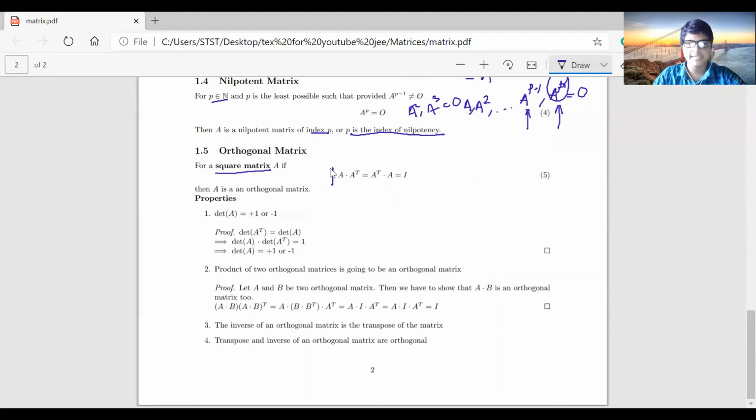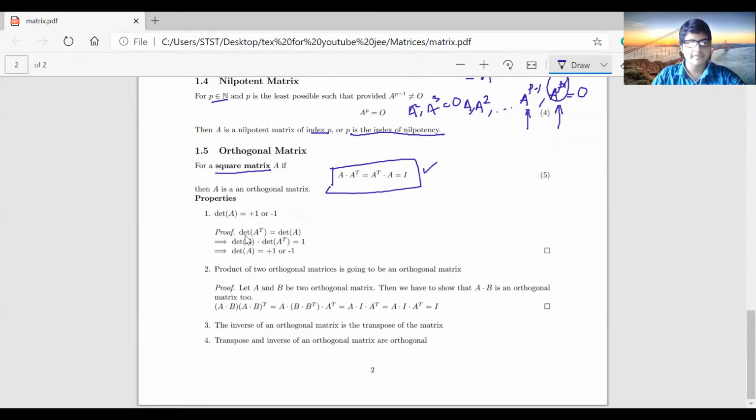Then if this is satisfied, A into A transpose equal to A transpose into A is equal to I, meaning you multiply A and its transpose and you obtain the identity matrix, then we say that A is an orthogonal matrix. This is the definition. Now again, if you remember the definition, you can derive the properties given below. So the definition is one of the most important parts of this type of special matrices.